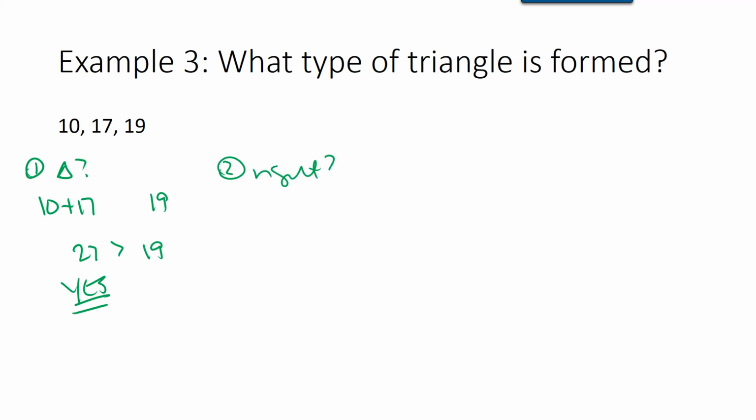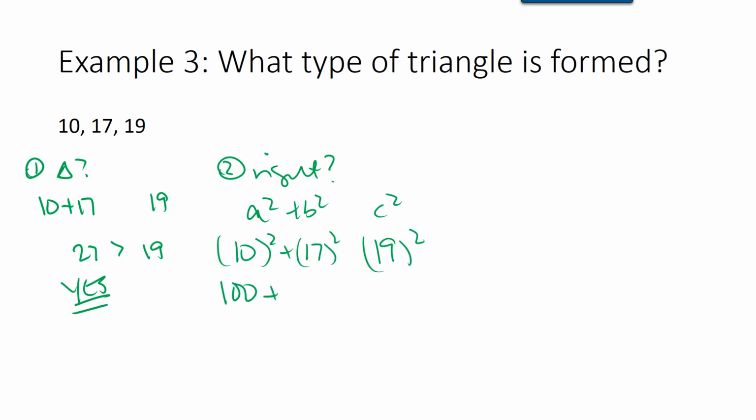Step 2, we want to see if we have a right triangle. So we're going to use the Pythagorean theorem. Again, the biggest value has to be c, so 19 goes in for c. a and b can be the other two. 10 squared is 100. 17 squared is 289. Use a calculator if you need to. 100 plus 289 is 389. 19 squared, we probably need a calculator for that one. I know it's going to be 361, but use a calculator if you need to. Now these are not equal. 389 does not equal 361, so it is not a right triangle.